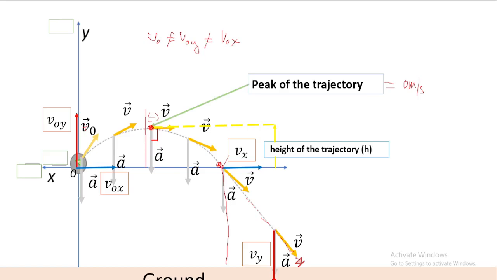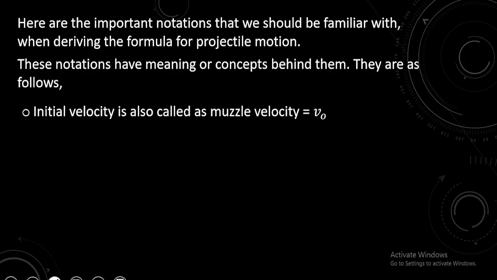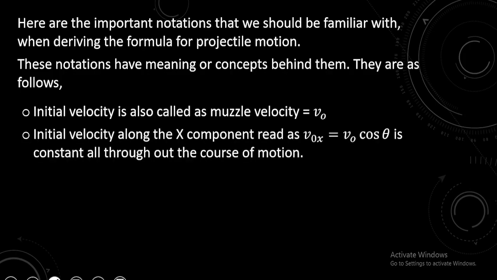So we will be trying to figure out y, and we will solve for an equation that can determine the velocity component along the y-axis and velocity component along the x-axis. Alright, so moving on. The initial velocity is also called the muzzle velocity. Initial velocity along the x component is read as v sub ox, which is equivalent to v sub o cosine theta. We're going to be using trigonometric functions in order to solve for this. Later on, I'm going to show you that.